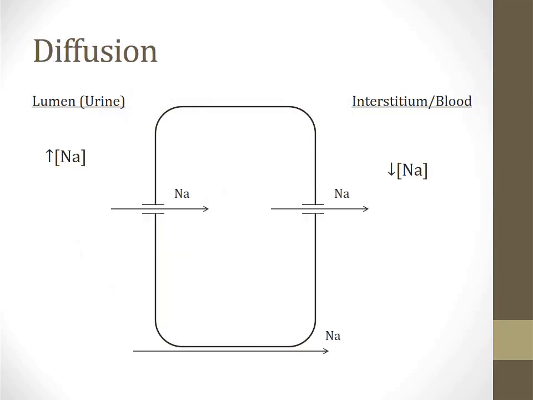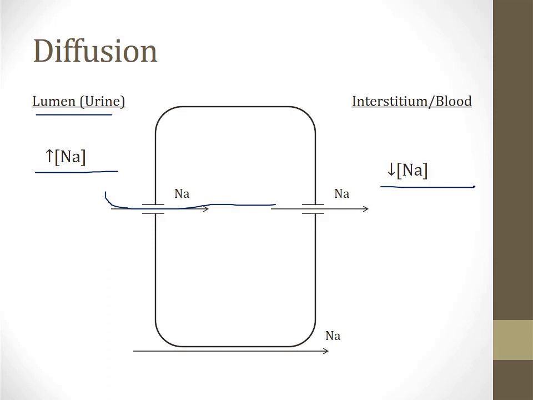Sometimes the tubule cells in the nephron won't use any proteins at all. They'll just use simple channels. So if we have a high concentration of sodium in the urine and a low concentration in the interstitium or blood, then sometimes cells will just have channels or openings where sodium can diffuse in and diffuse out. And this is another way that reabsorption of solutes can occur.